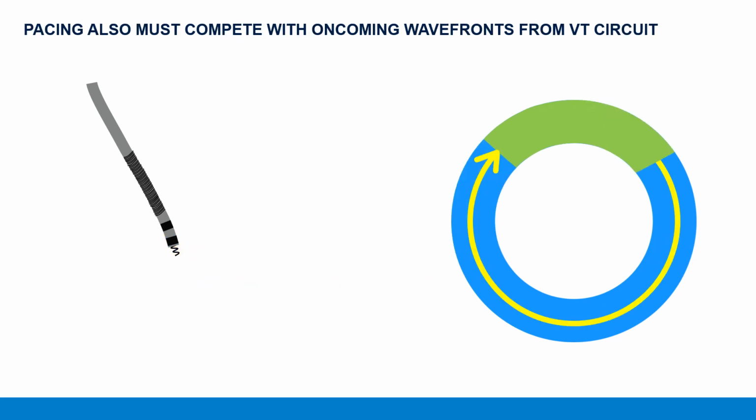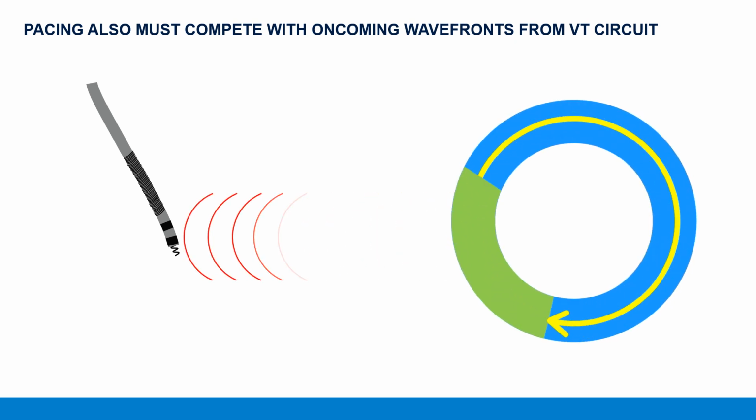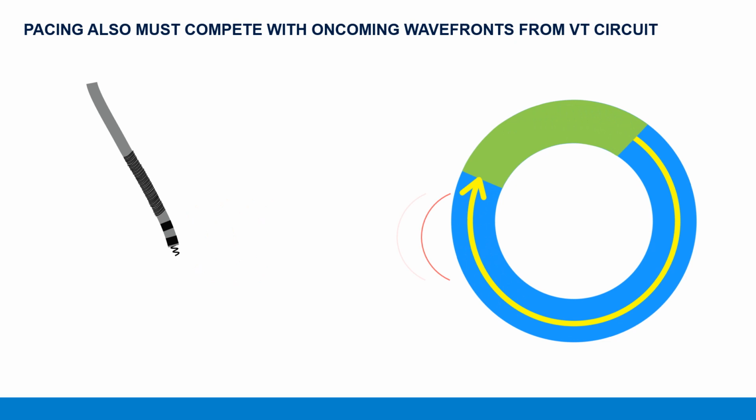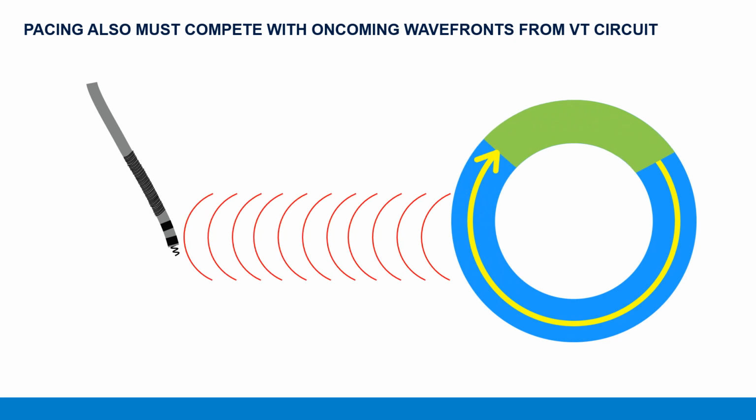But the challenge of pacing and hitting the excitable gap is not just limited to the location of the excitable gap around the circuit relative to our pacing location. In addition, because the VT is revolving and sending wavefronts toward our pacing lead, the tissue between the lead and the circuit is also going to be refractory because of the preceding ventricular tachycardia beats. And we're going to have to compete with that oncoming wavefront that continues to propagate toward our lead.